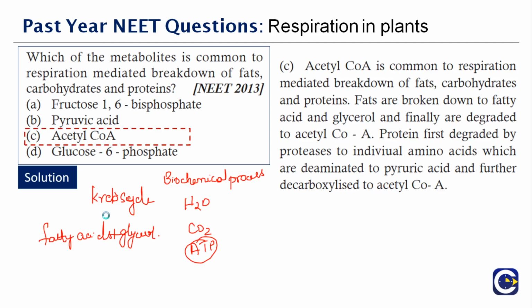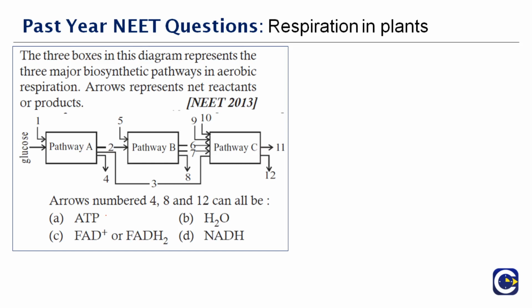Now let's move to the next question here. This is a pathway that they have given you, and you need to identify it. The 3 boxes in this diagram represent the 3 major biosynthetic pathways in aerobic respiration. Arrows represent net reactants or products. What do you mean by aerobic and anaerobic? There is a difference, right?